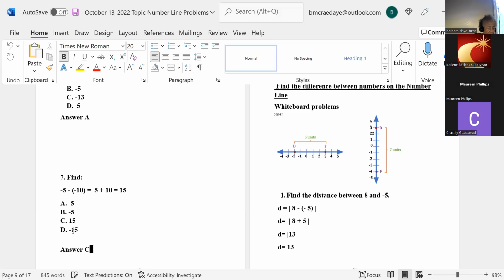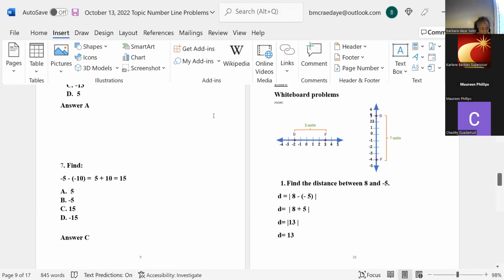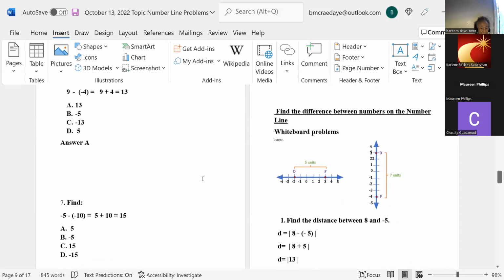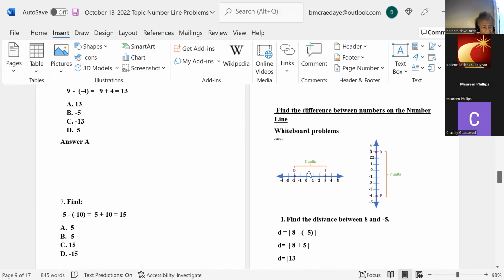Answer C. So Maureen, you're understanding now how you add and subtract signed numbers. Okay. Now that was number 7. Now number lines can be horizontal or vertical. Here's a horizontal one.